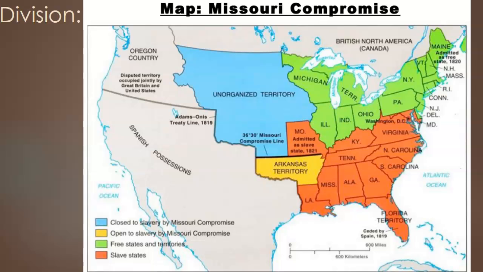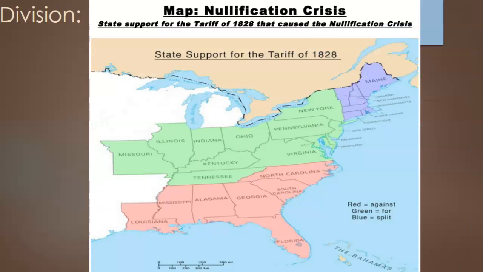And then later on, we had something called the Nullification Crisis, and we kind of touched on that a little bit. That was where a bunch of the different states, especially in the South, wanted to be able to ignore the tariff because they felt like the tariff hurt the South more than it helped it, and it actually benefited the North more than it did the South.